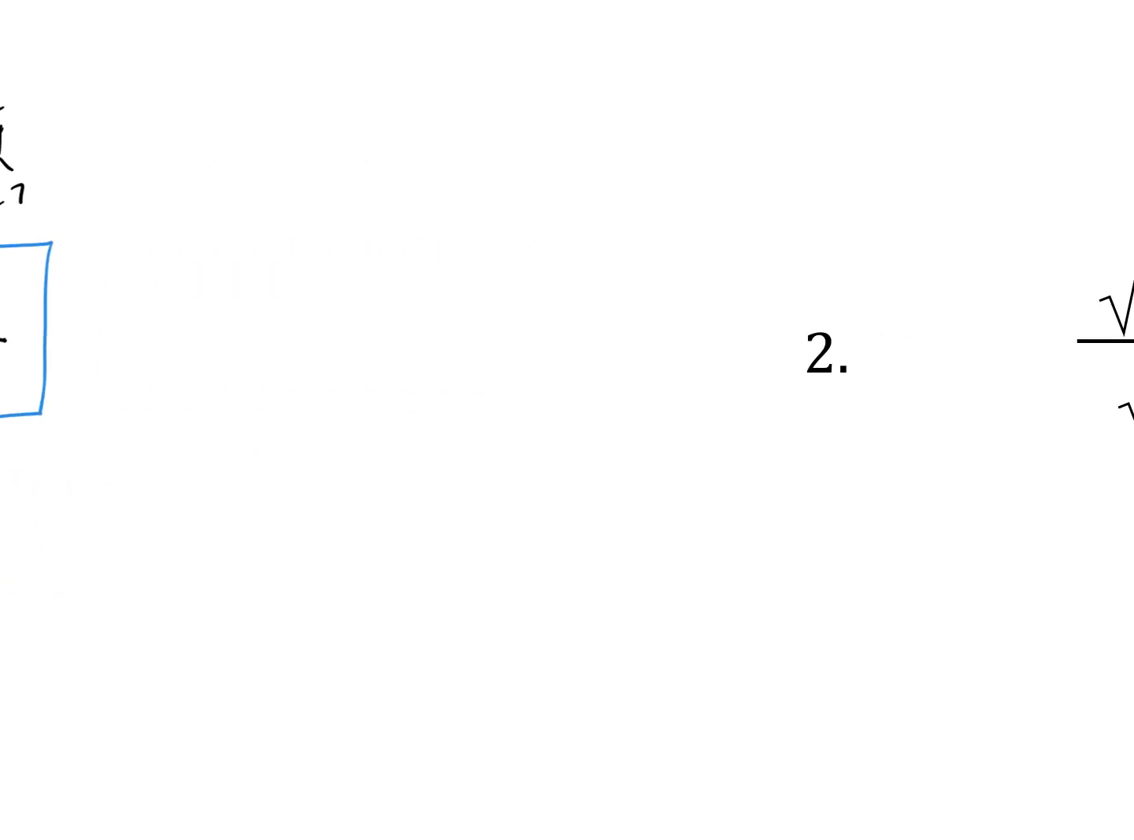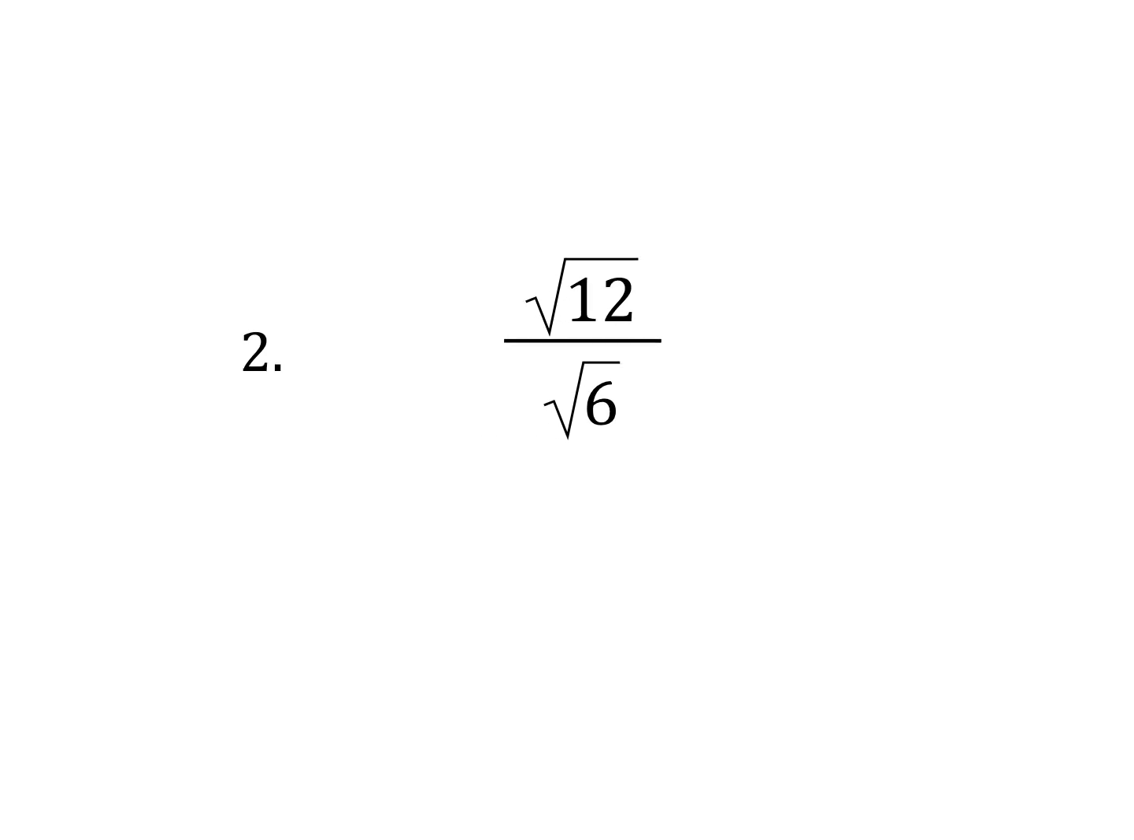Let's look at problem number 2. I've got 2 radicals on top of each other. There's a nice rule that says if we have radicals on top of each other and there are no numbers in front, we can make this one big radical and put everything under one big radical. Now, what is 12 divided by 6? If I plug that into my calculator, even though it looks like a fraction, 12 divided by 6 is the same as 2.